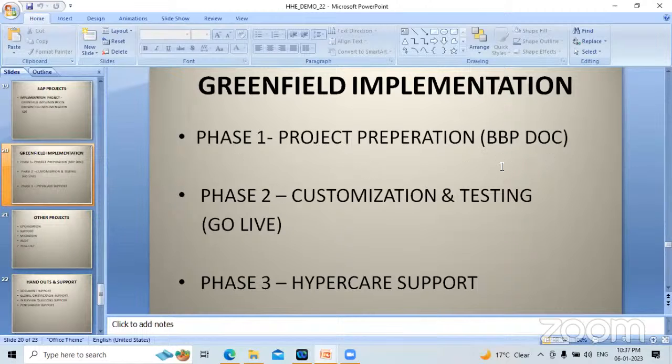And over here, you are going to create the business blueprint document. According to this document, you need to do the customization. So now your SAP is ready to use. Then you are responsible for hypercare support. Hypercare means a short time of support, 15 days to a quarter to 2 months. You are going to give the support.